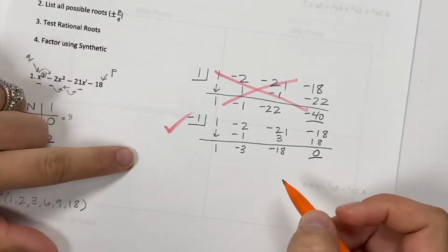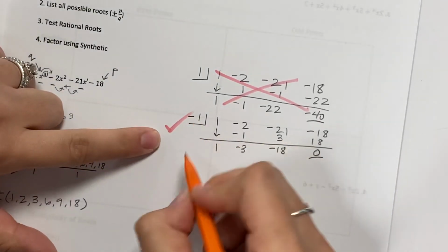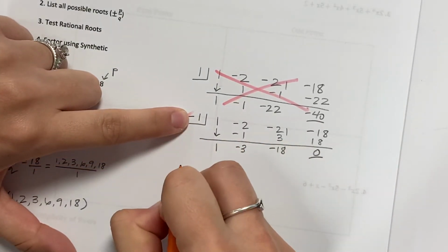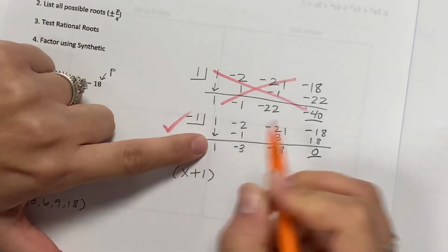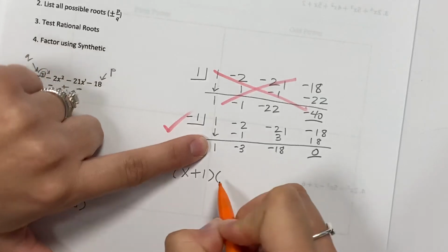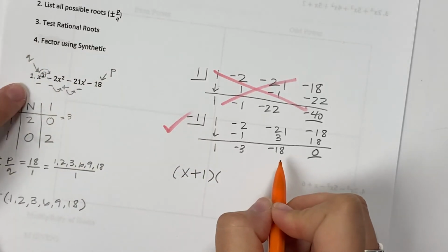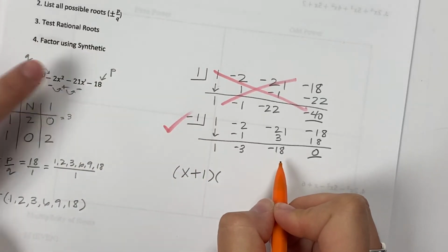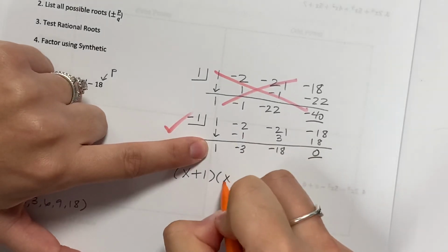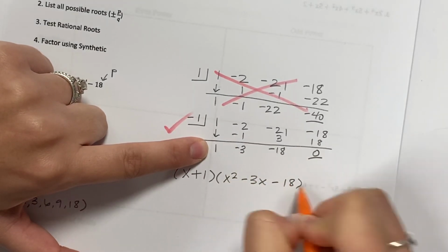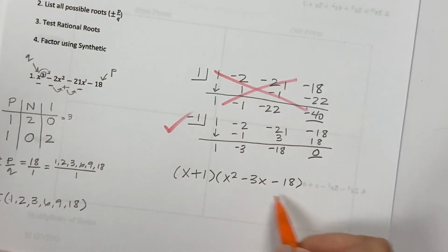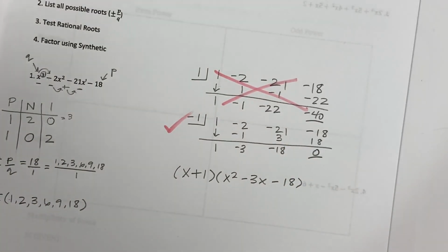So let's write what we have left over. So since the root is negative 1, in my equation, that's going to be x plus 1. And then we'll write down what's left over. Remember, when you do synthetic, your answer is always 1 less of the power than you started with. So we'll have x squared minus 3x minus 18. Now we know how to factor this one by hand, so we don't have to do synthetic again.